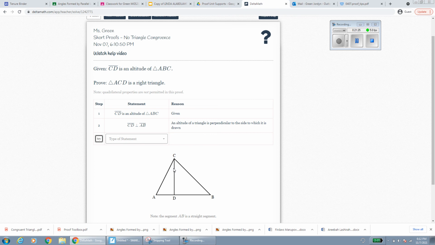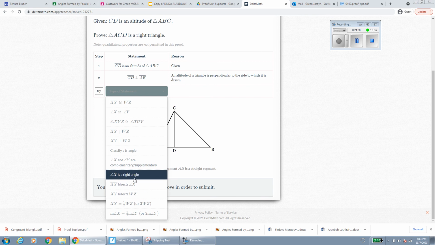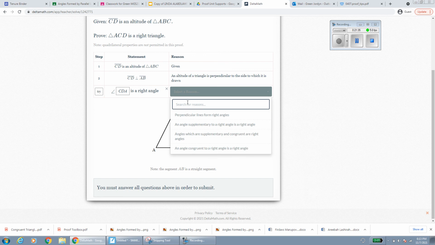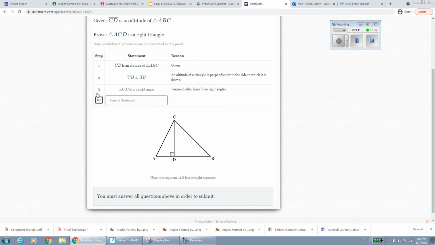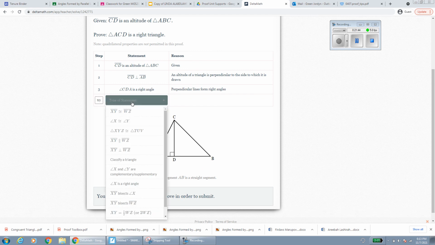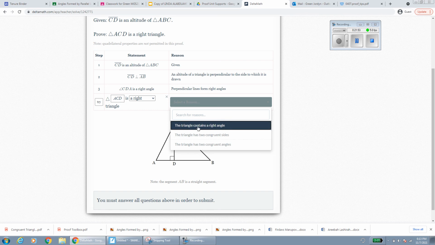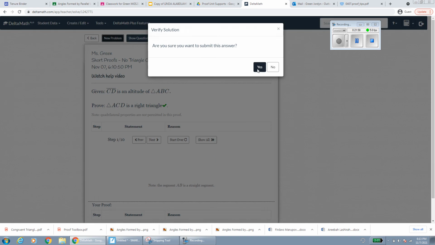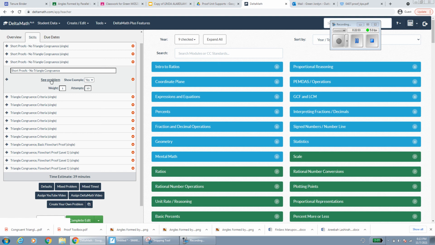So now we can make the statement that angle CDA is a right angle. Let me find the right angle one again. Angle CDA is a right angle. And now we can put perpendicular lines form right angles because we said that CD is perpendicular to AB. Okay. And from here, now we know for sure that triangle ACD is a right triangle. And we know that because the triangle contains a right angle. So this should all work now. We are all good to go. We did it. So that was the last short proof.